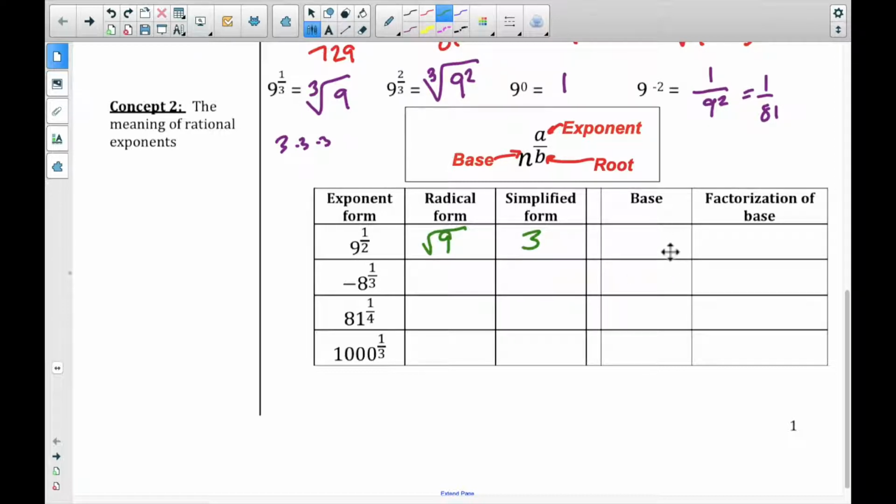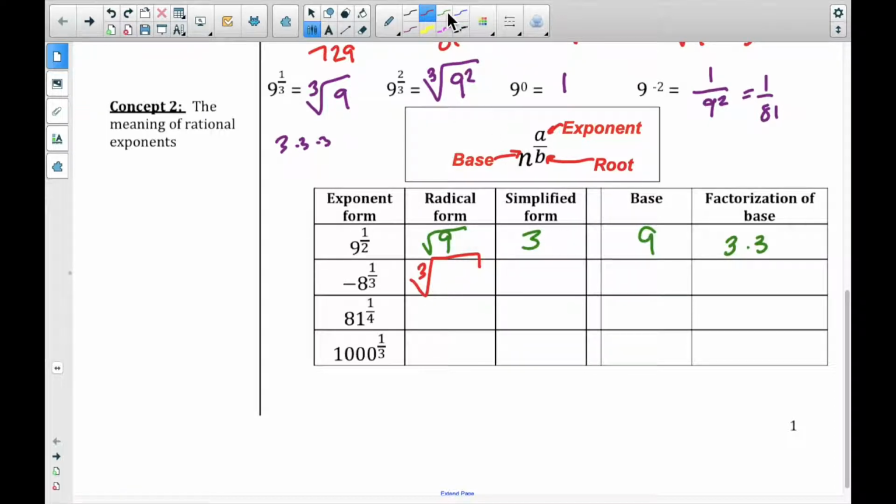Okay, in this case, I'm going to kind of go backwards and say the base is 9, because that's the big number. The big number is the base. And the factorization of that, well, 3 times 3 is 9. That's how I knew that the square root of 9 was 3. Again, hopefully obvious. Okay, 1/3 power is the cube root.